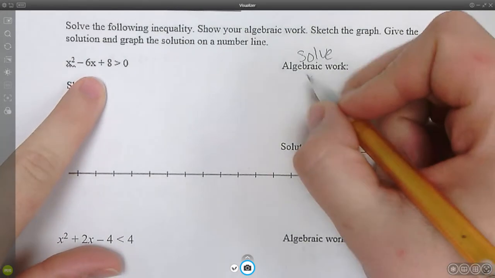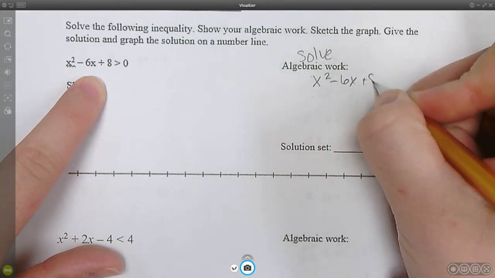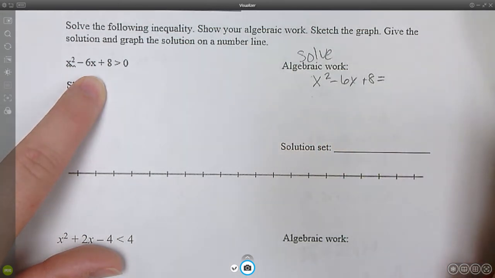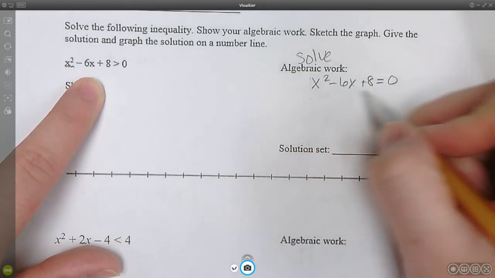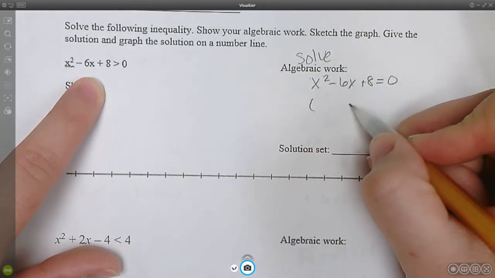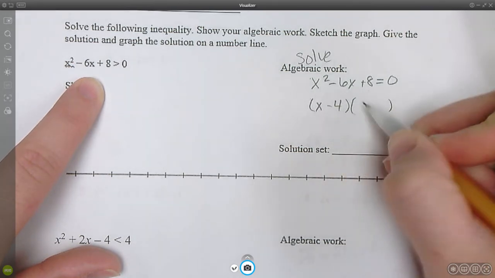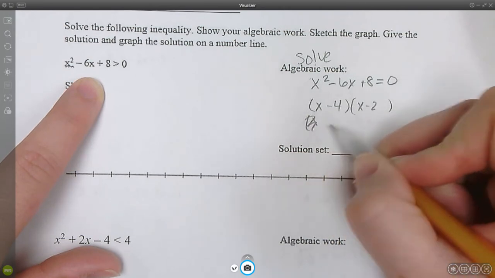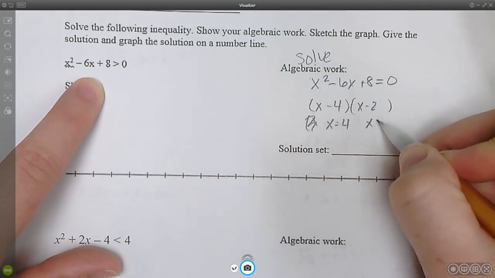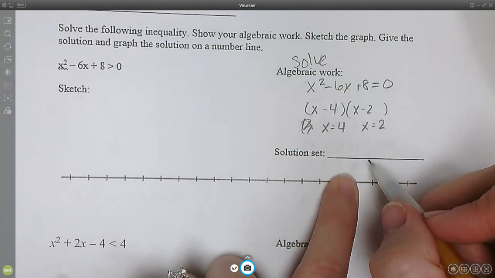Okay, so I always like to solve first. So we're going to have x squared minus 6x plus 8. Remember, we were just finding the intersection points, so we can set it equal to 0 for now. So I need two numbers that multiply to 8 and add to -6. So that's x minus 4 and x minus 2. So that would be x equals 4 and x equals 2. So I'm going to leave my solution set there for now.